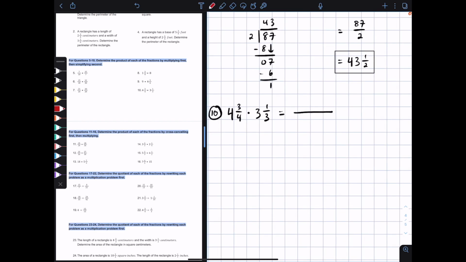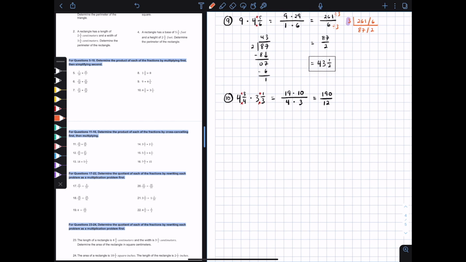So 4 times 4 is going to be 16. 16 plus 3 is 19. So we have 19 over 4. And then 3 times 3 is 9, plus 1 is going to be 10. So that's going to be 10 over 3. On top, 19 times 10 is going to be 190. And on bottom, 4 times 3 is going to equal 12.